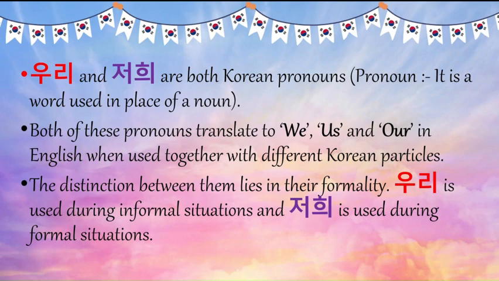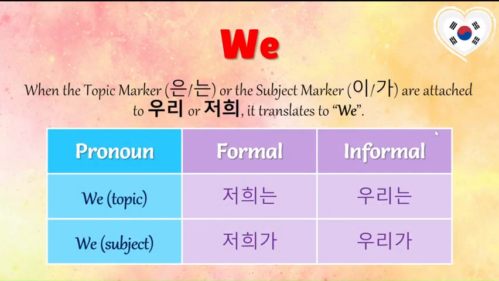Now first let's start with we. So how are you going to say we in Korean? Here is the concept. We know there are three types of markers in Korean: topic, subject and object. Whenever the topic or the subject marker is attached to uri or chohi, it translates to we. In English also you will notice that we is always used as the topic or subject of the sentence.